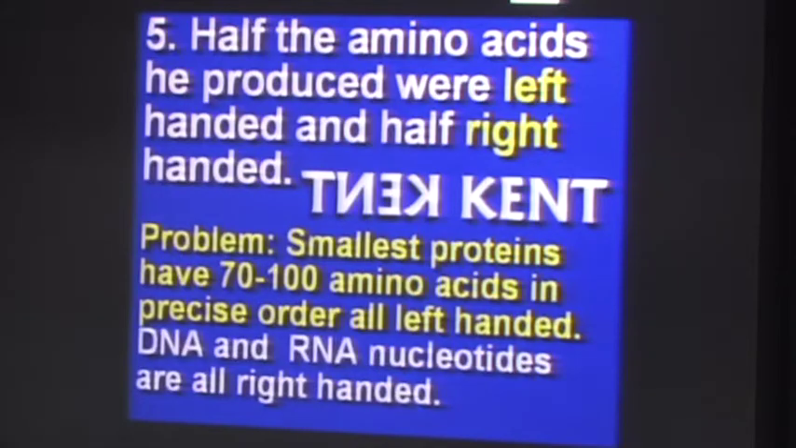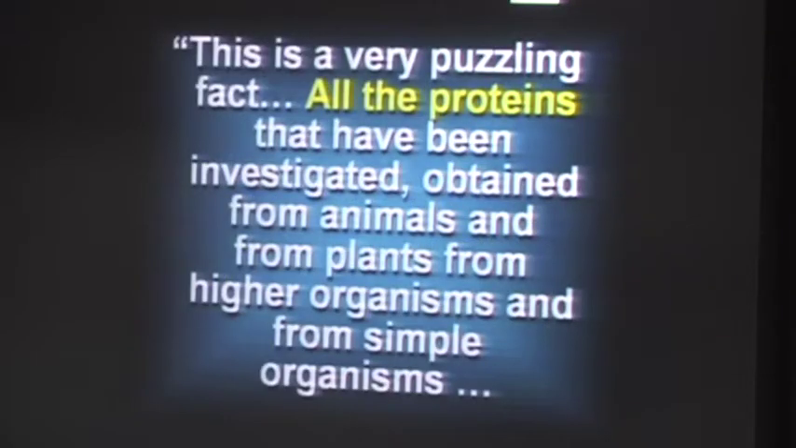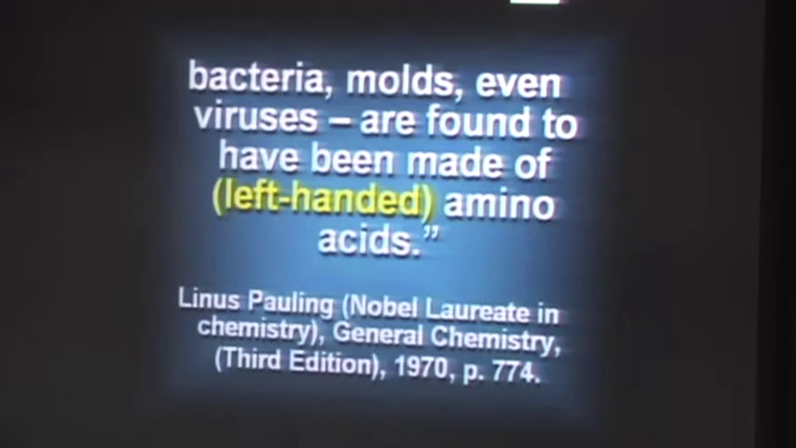DNA and RNA are all right-handed, all other proteins are left-handed. This is a very puzzling fact. All proteins that have been investigated from animals, plants, and higher organisms, and from simple organisms, bacteria, molds, even viruses are made of left-handed amino acids. They're all that way. So he's really got a problem since half of his letters were backwards.